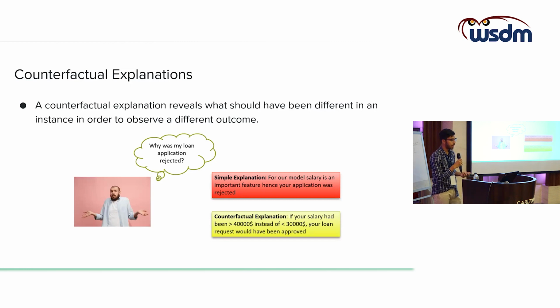Counterfactual explanations reveal what should have been different in an instance in order to observe a different outcome. We motivate this with a loan application example. Let's say a user applies for a loan, but he gets rejected. A simple explanation would be that salary was one of the motivating factors why your loan application was rejected. But the main advantage of a counterfactual explanation is that it says that if your salary had been 40,000 instead of 30,000, your loan request would have been approved. So it reveals what should have been different in order to observe a different outcome. The prediction is getting changed and the model is saying what should have been different.